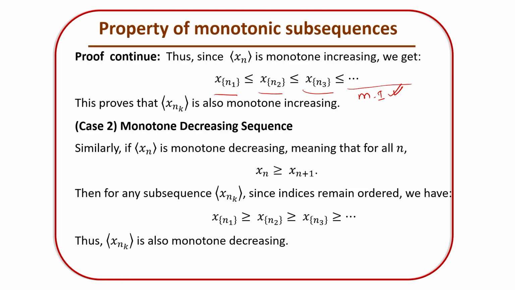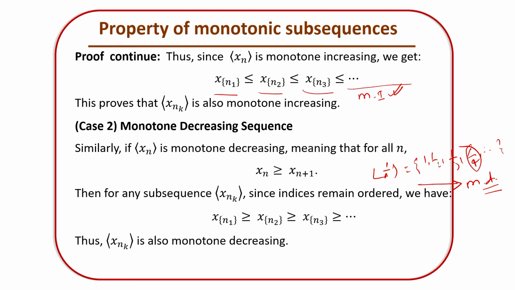Similarly, consider a monotonic decreasing sequence. That means every term is less than the preceding term. We have something like 1 by n, and as you can see, 1, 1 by 2, 1 by 3, 1 by 4 and so on. Look at any fixed term, say 1 by 4: it is less than 1 by 3. Such a sequence is called a monotonic decreasing sequence.